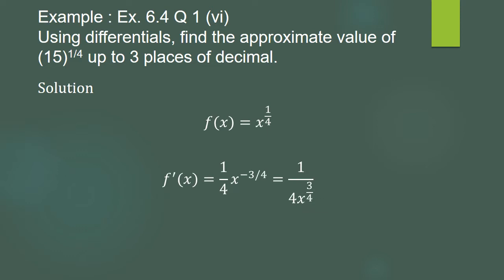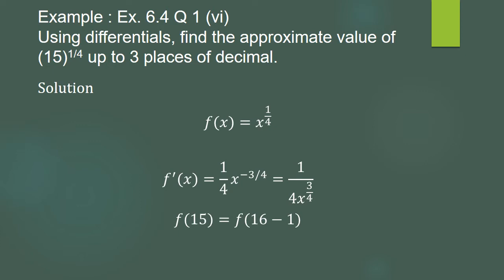Naturally, what will be its derivative? That is f dash of x. By the formula for x raised to n, it will be 1 by 4 x raised to minus 3 by 4, or we can write 1 upon 4 x raised to 3 by 4. Now as we want to find 15 raised to 1 by 4, first we will try to get a value whose fourth root can be calculated easily. Now 16, we know that the fourth root of 16 is 2. So f of 15 we will write as f of 16 minus 1. So here the value of x becomes 16 and delta x becomes minus 1.